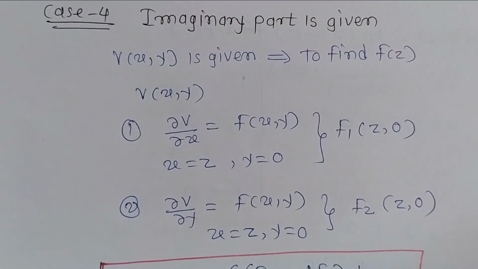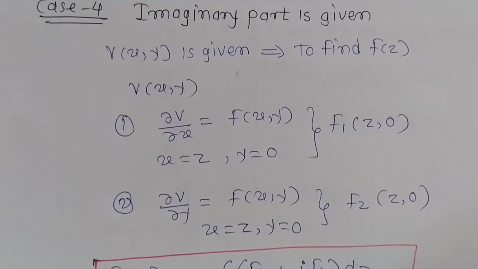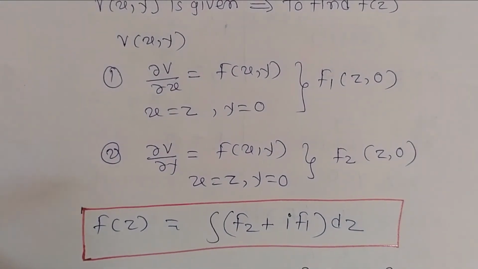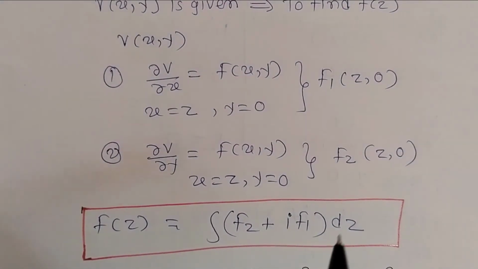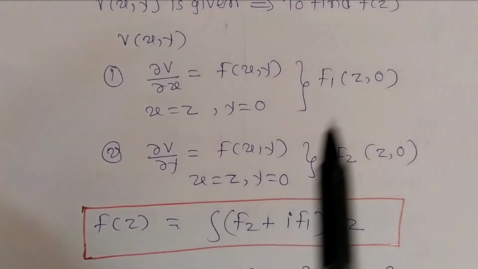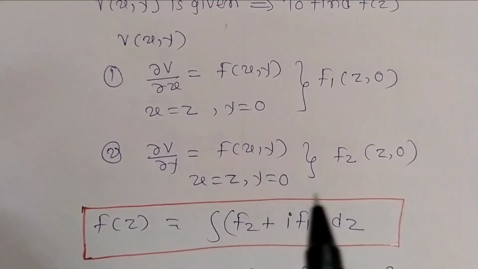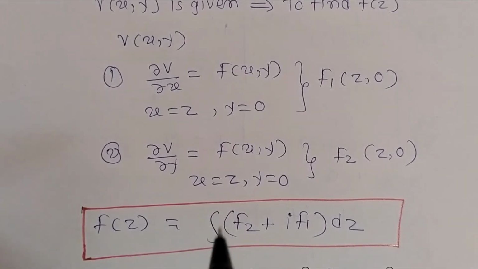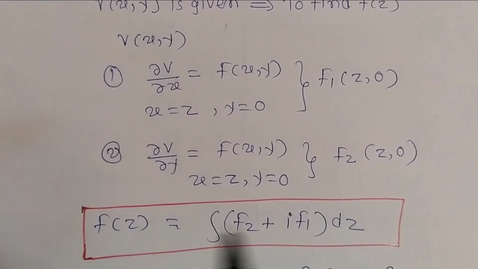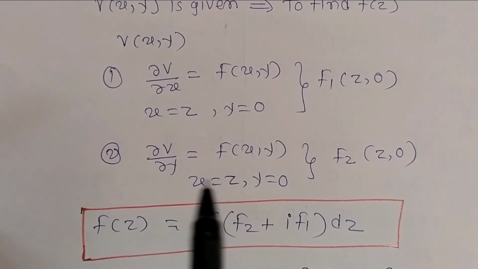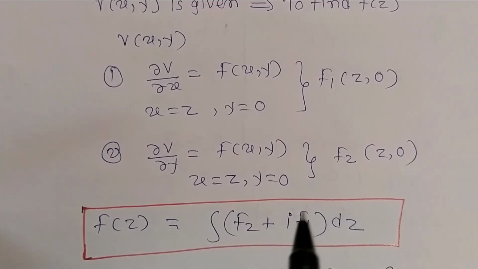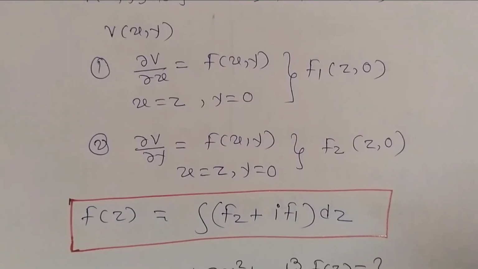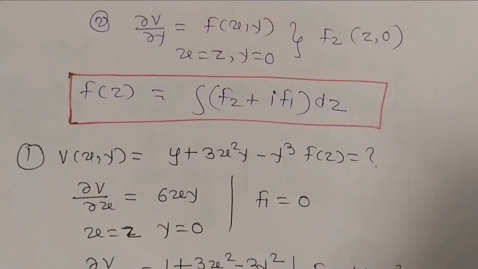Then, when we get f1 and f2, how do we find f of z? f of z is equal to the integration of f2 plus i f1 dz, when the imaginary part is given. When the real part is given, it is the integration of f1 minus i f2 dz. But when the imaginary part is given, it is the integration of f2 plus i f1 dz. So let us understand this by knowing one example.